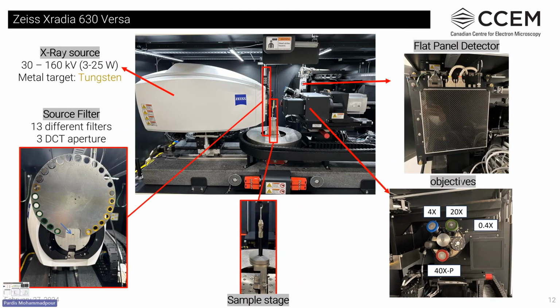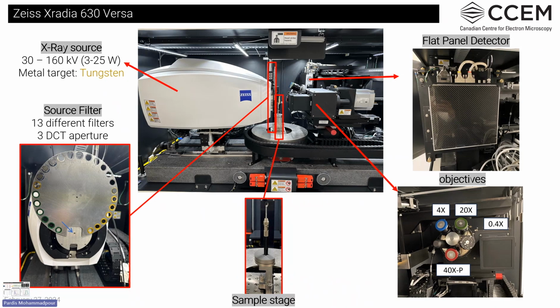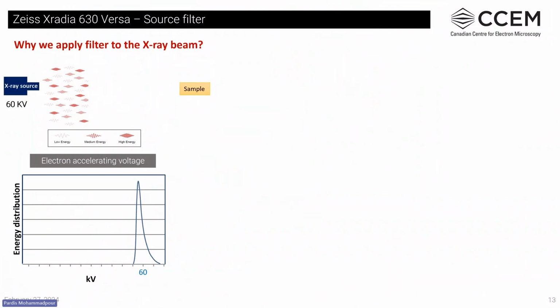There are also 13 different source filters and 3 DCT apertures mounted on the source wheel. This wheel can rotate and enables us to apply these filters on the X-ray path. But why do we apply a filter on the X-ray beam? Filters are usually made of pure metal sheets with different thicknesses, and they are applied between the source and the sample, as you see here. Now let's see how it works.